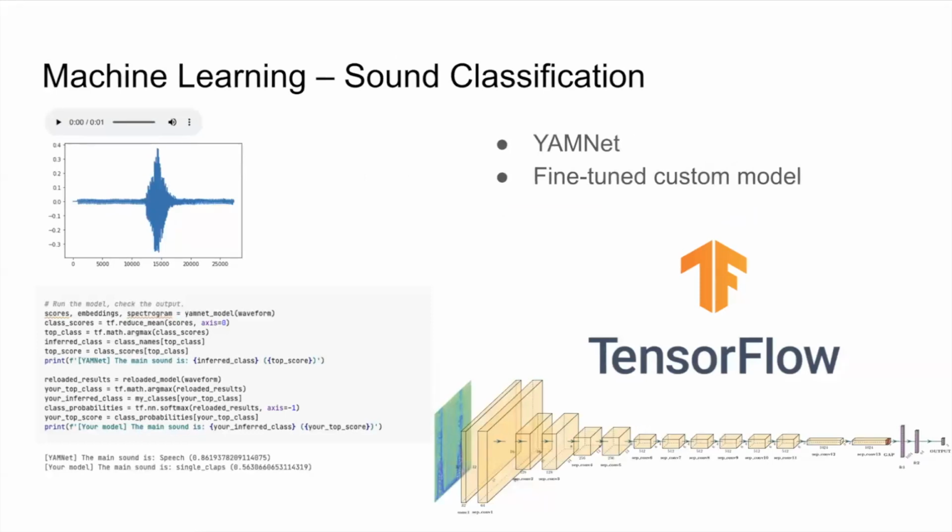For this project, we used the YAMNet environmental sound classification model from TensorFlow in addition to a fine-tuned custom model based on YAMNet. We used a DataLore notebook to collaboratively develop this model. Our custom model is trained on samples of single and double claps.